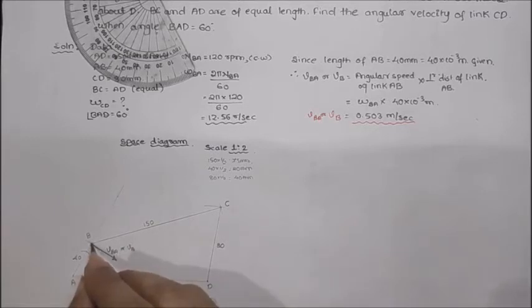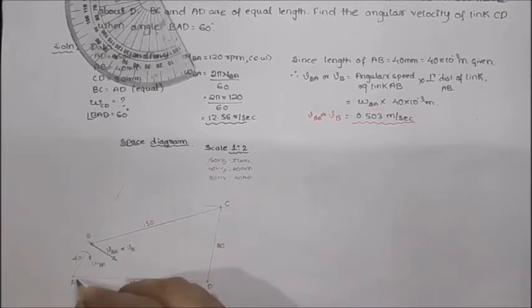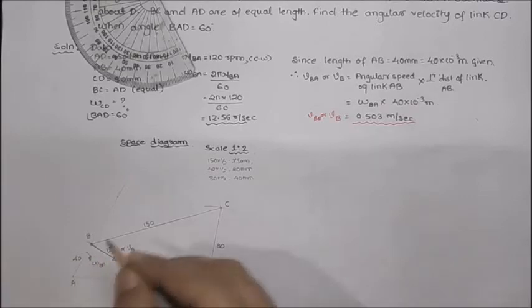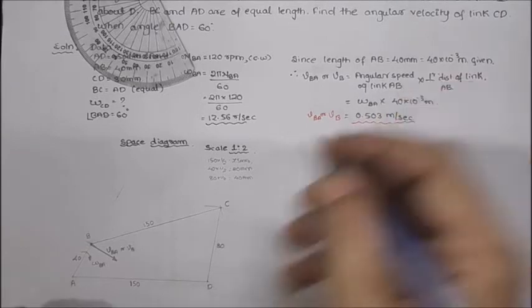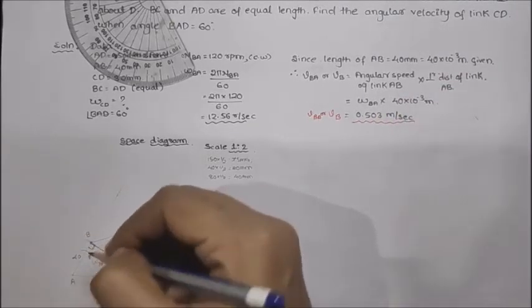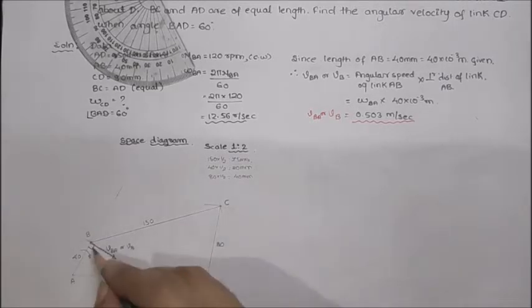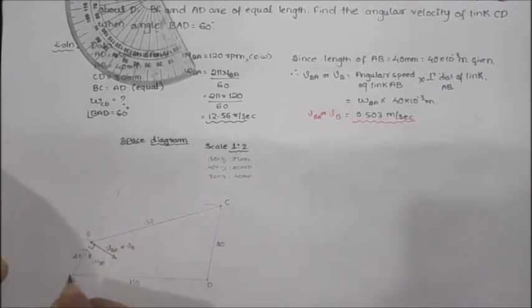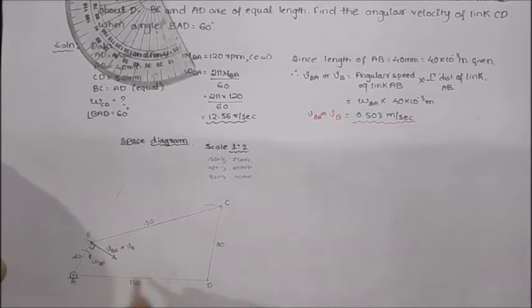So this velocity of B point in the direction of clockwise is equal to the perpendicular distance of link AB and the angular speed, that is this one. So what we have to do is draw one perpendicular. Okay, the measurement of this AB, because AB link is a fixed link, so this whole link is fixed.